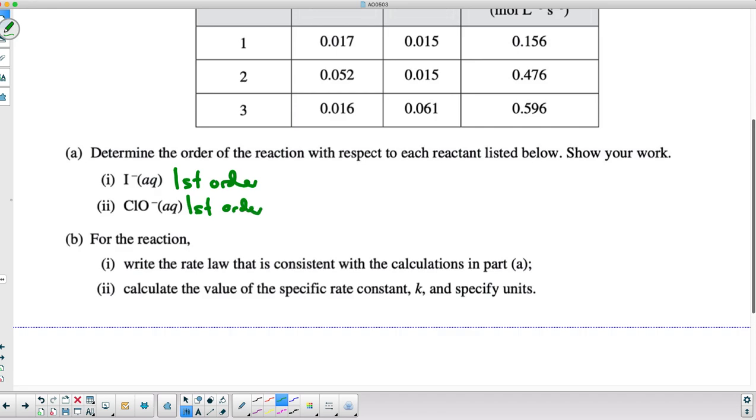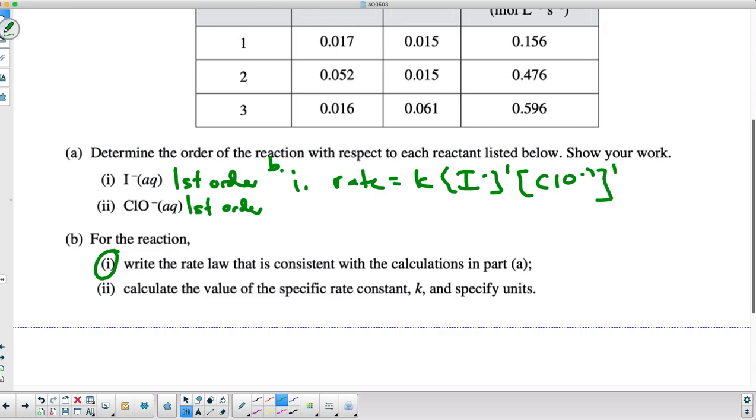So that means that if we're going to write the rate law for part B, it's going to be rate equals k times I minus to the first order, ClO minus to the first order, like that. Okay, so that's the first part. That's super easy. The second part is a little bit more difficult.